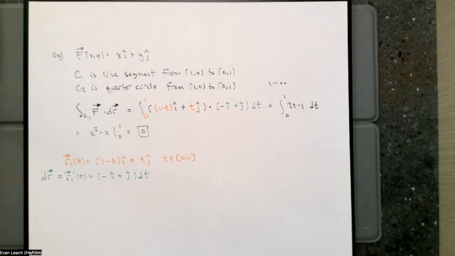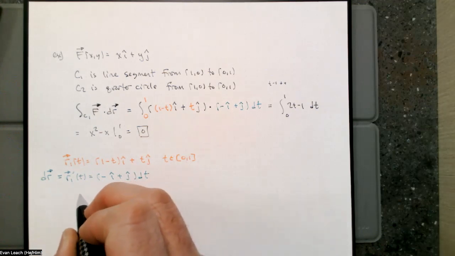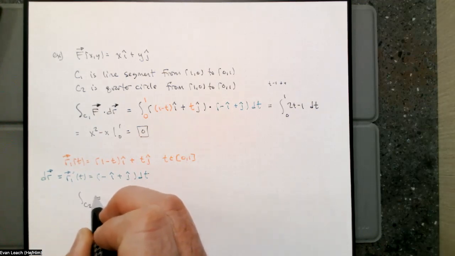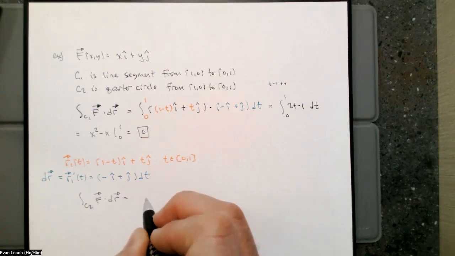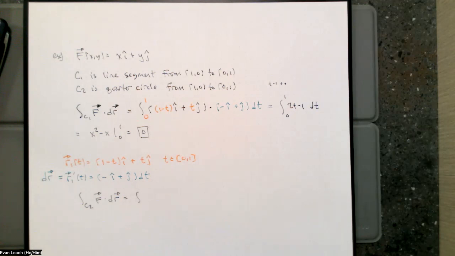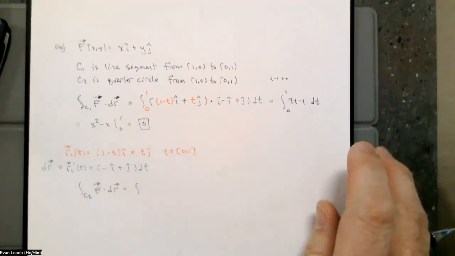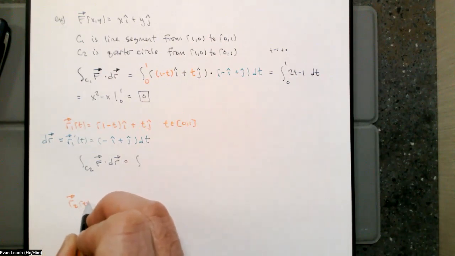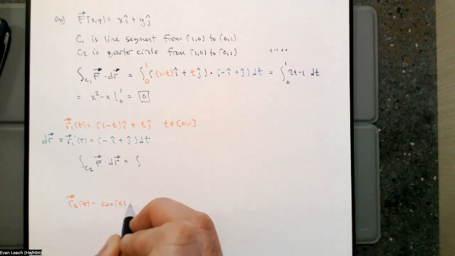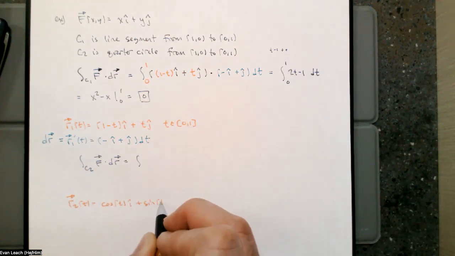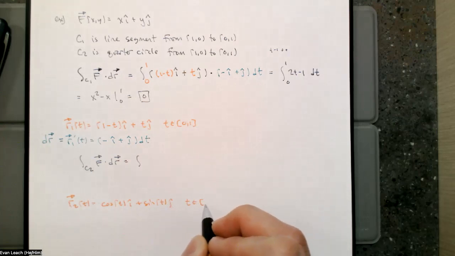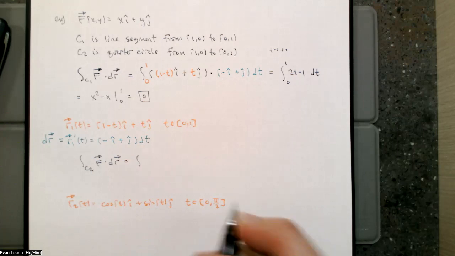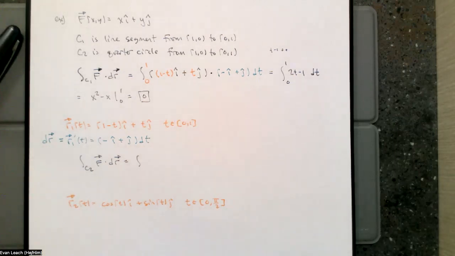Let's take a look at integrating this vector field over C2. So the integral over C2, we'll use the same parameterization that we had yesterday. I'll leave a space. And we'll say R2 of t will be cosine of t i plus sine of t times j. And then t will go from 0 to pi over 2. We'll use the easiest parameterization of that quarter circle that we could think of.